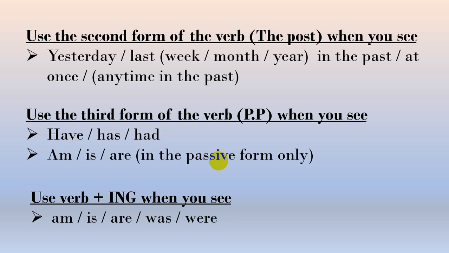The last one, we use the verb plus ing when you see the verb to be: am, is, are, was, were, in the past and in the present. Don't put verb plus ing without them. Okay, I'm sure that you all know all these points, but I just remind you.